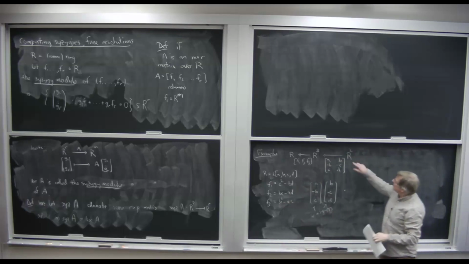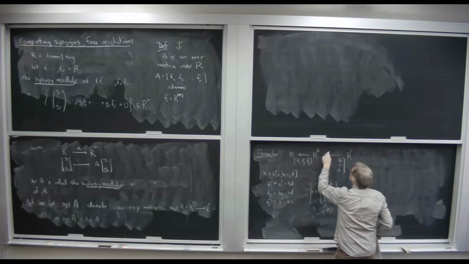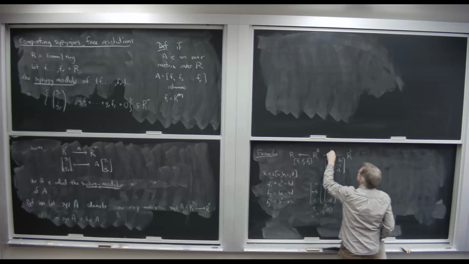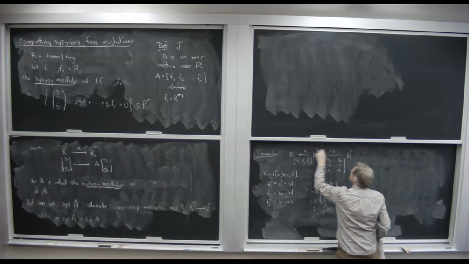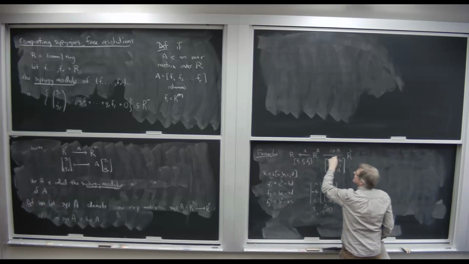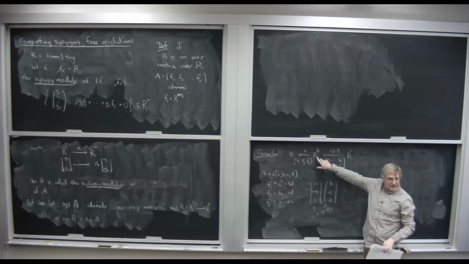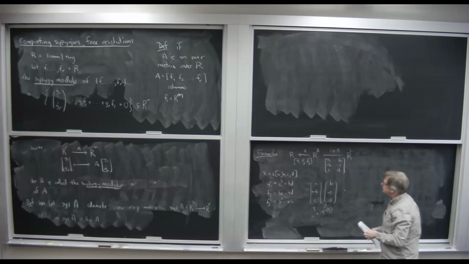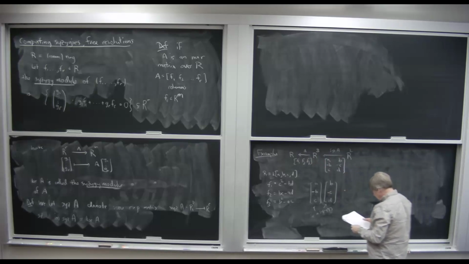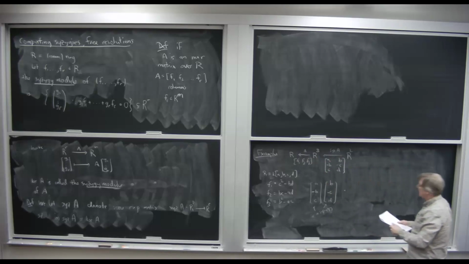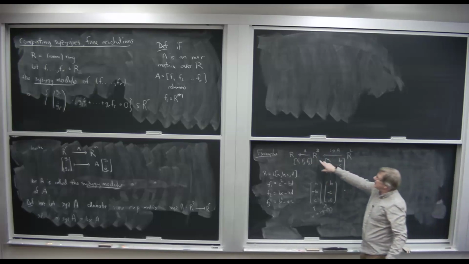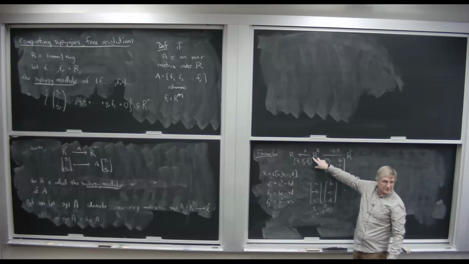This is the image of this. This is A. This is Sys of A. And the kernel of this is equal to the image of this. So this is an exact sequence at this point here. So we're going to talk about how to calculate the syzygies of this thing.